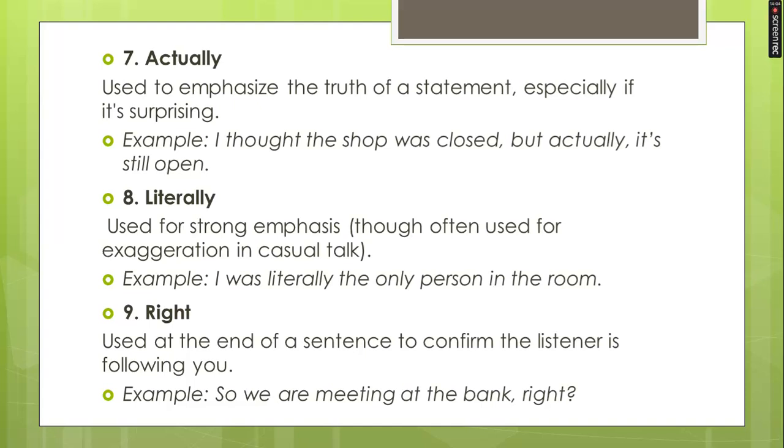Or another example, let me put this one in the past. That guy stole your money, right? This is the guy that stole your money, right? You use this at the end of the sentence to confirm if the listener is following you. We are together, right?